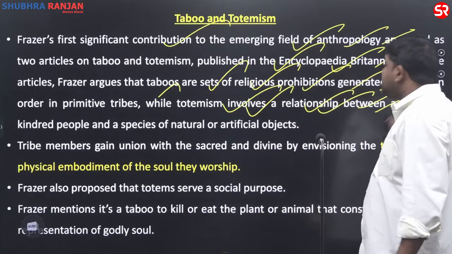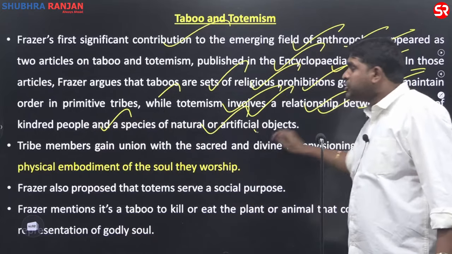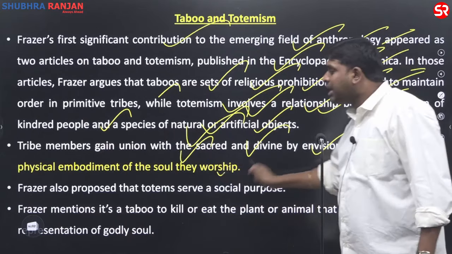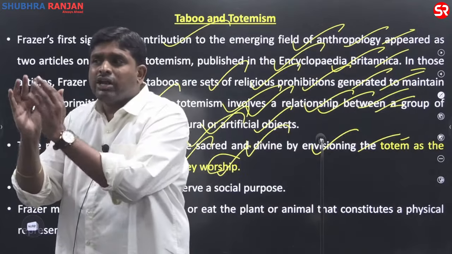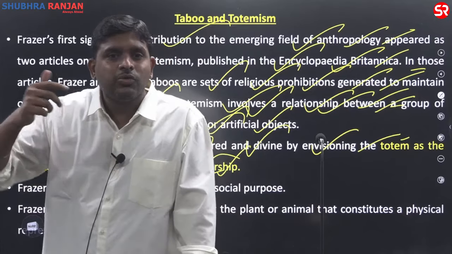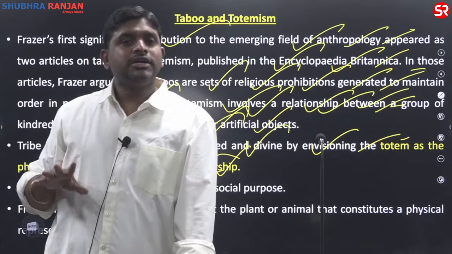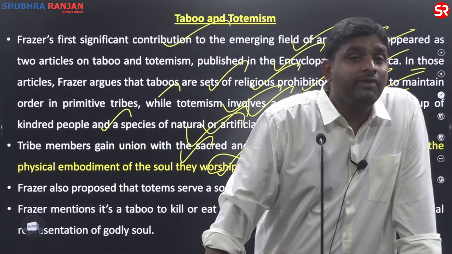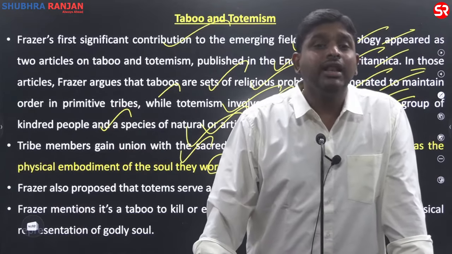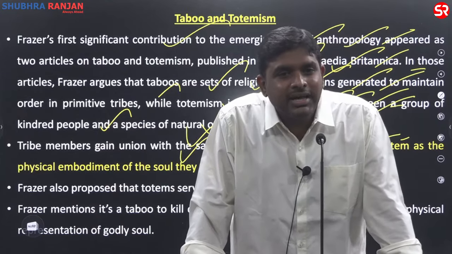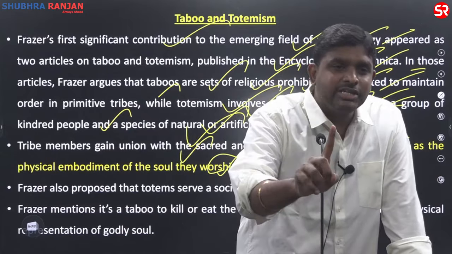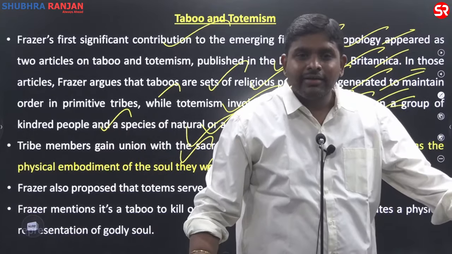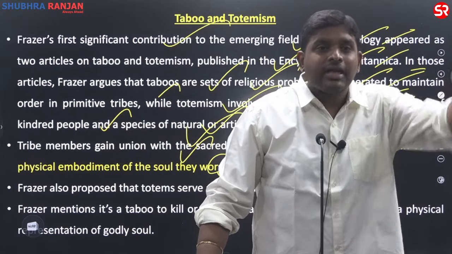Totemism involves a relationship between a group, kindred meaning close people, and a species of natural or artificial object. Tribe members gain union with the sacred and divine by envisioning the totem as a physical embodiment of the soul they worship. So that particular physical embodiment is the totem, and I start worshipping it. Any harm to that is called a taboo. So in every society, in every culture, there will be totems and taboos. But in a way it is beneficial. Why? From that day onwards, not a single individual dares to kill a black buck. Black buck is a totem. Because even for Salman Khan there was punishment for 20 years, then what will happen to a common man? Means in a way it is protecting what? The environment.